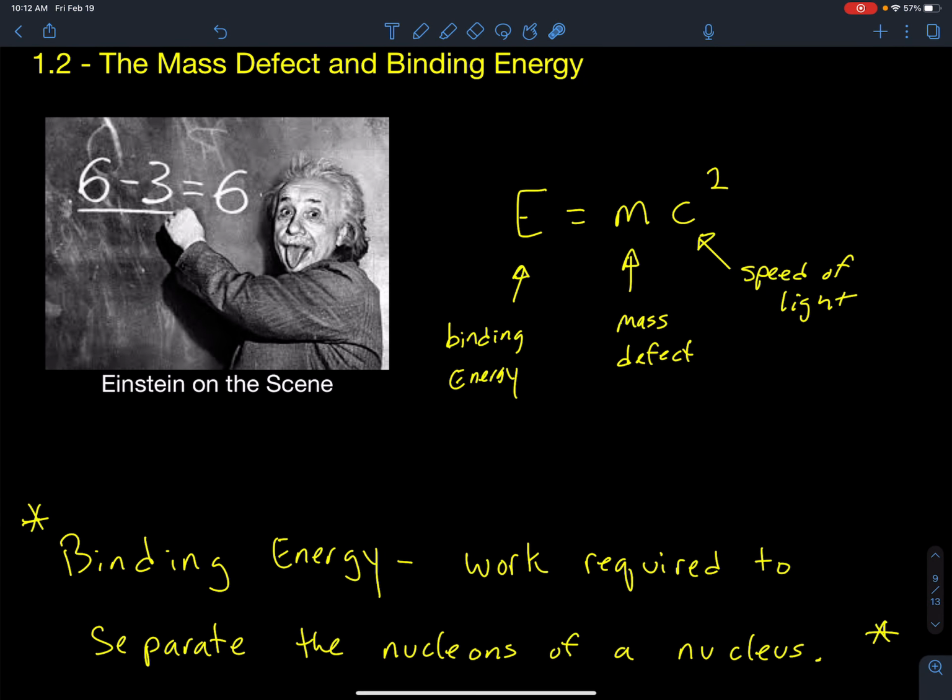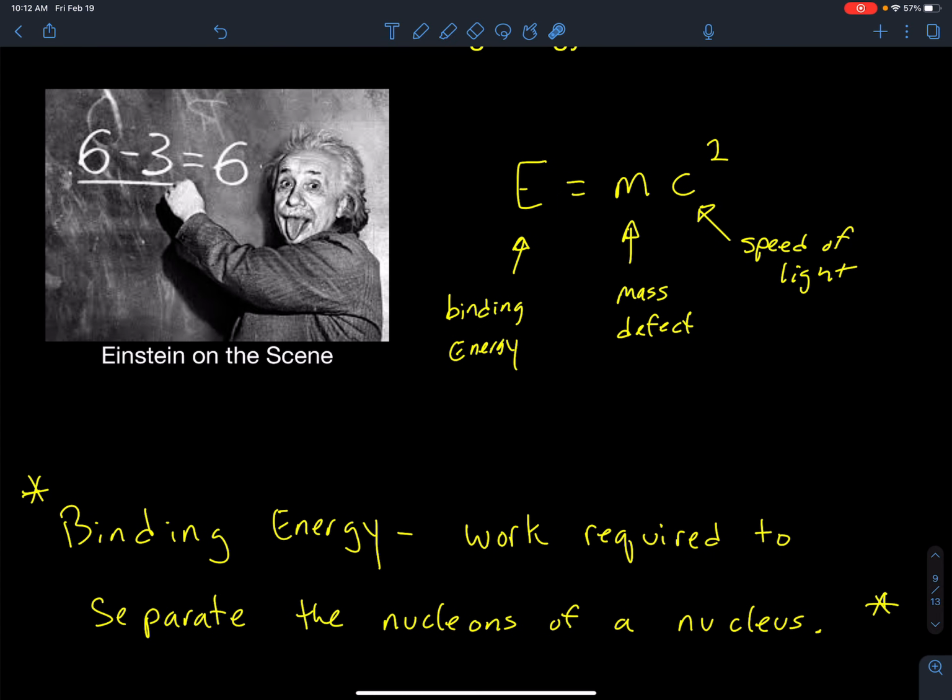All right, so after introducing Einstein's E equals mc squared formula, finally in physics, you got to be able to use this formula. What we got to remember is that it helps us calculate the binding energy of the nucleus, which is the work required to separate the nucleons of a nucleus. All right, it gives us an idea about the strong force.